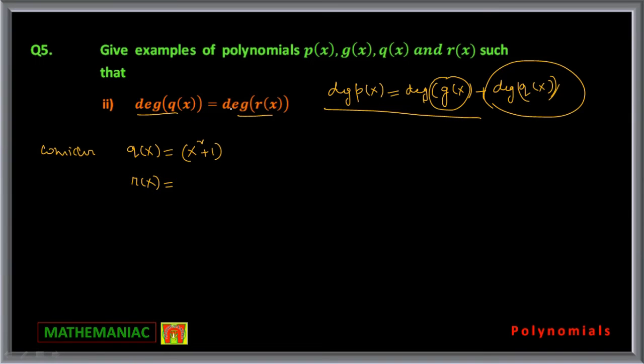So R(x), the degree should be the same, which means R(x) should also contain x squared, no matter whatever the coefficient is, right? I put a coefficient, and then let me make the remainder a little bigger, with 2x. Let it be the remainder. So are they satisfying the given conditions? Degree of Q(x) equal to degree of R(x).